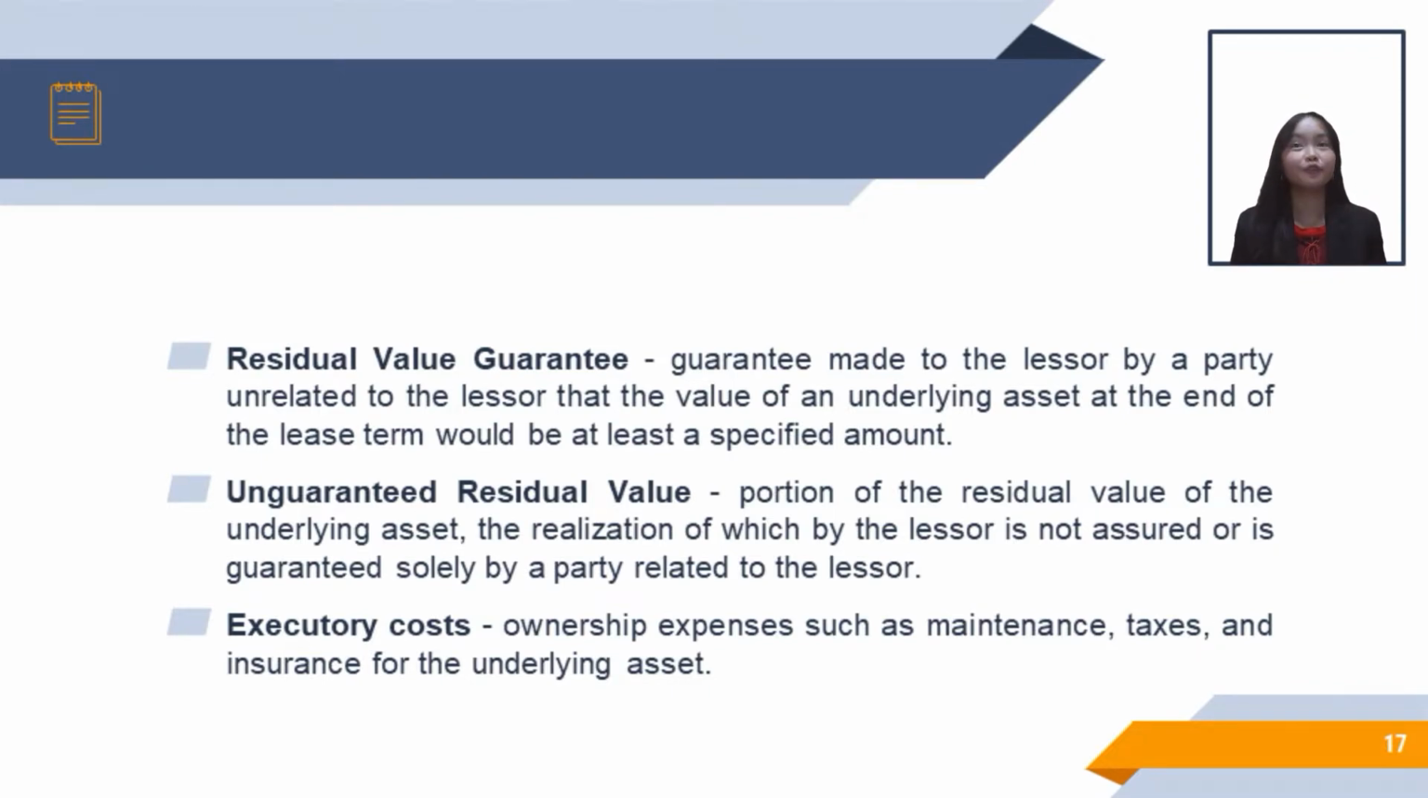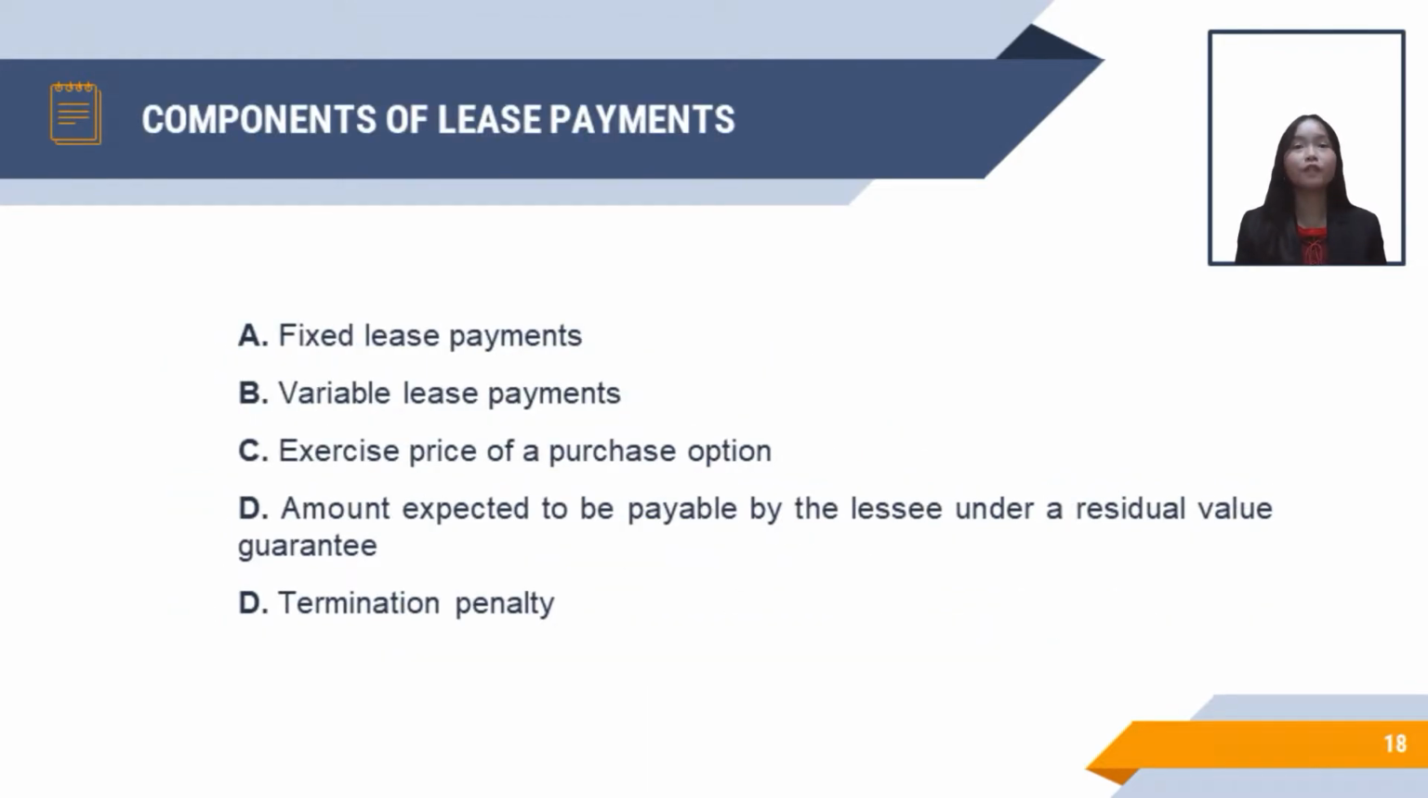I will also define what executory costs are that you will encounter in this chapter. Executory costs are ownership expenses such as maintenance, taxes, and insurance for the underlying asset. These costs are expensed immediately when incurred. So now we will discuss components of lease payments. These are the payments for the right to use the underlying asset during the lease term.